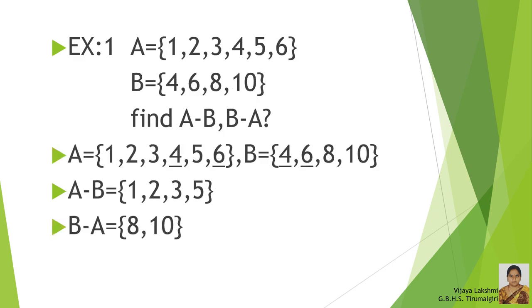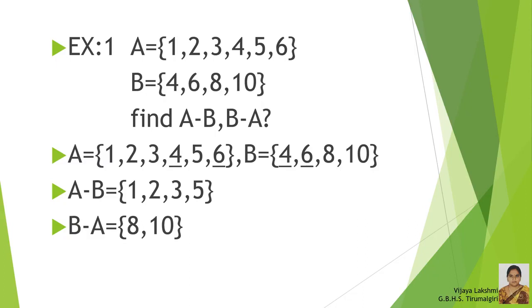Example 1: A is equal to {1, 2, 3, 4, 5, 6}. B is equal to {4, 6, 8, 10}. Here both are given in roster form. So directly we are going to do the problem.